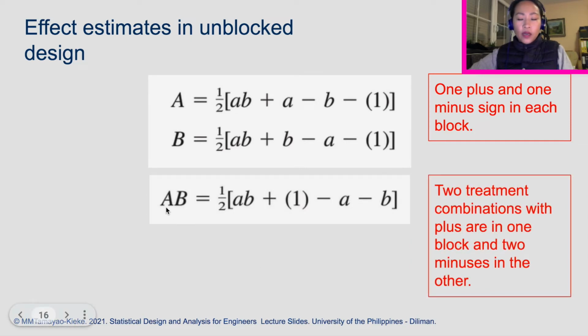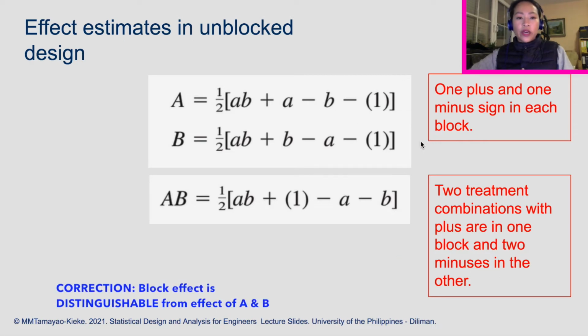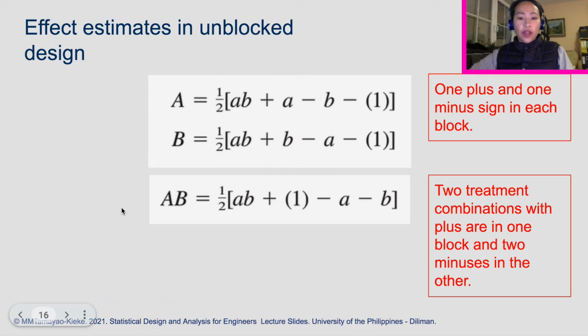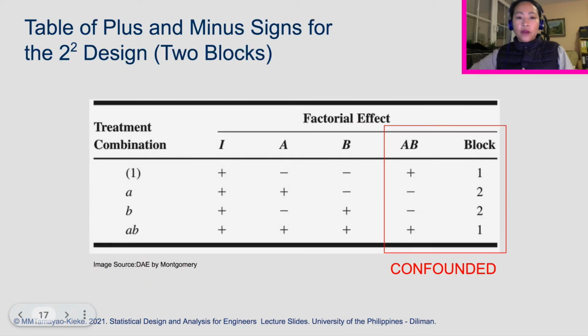Now, when we look at the interaction effect, you can see that 2 treatment combinations with plus are in one block, and 2 minuses are in the other. And so with this, the block effects are indistinguishable for the effect estimate of A and B. However, for AB, it will be confounded.